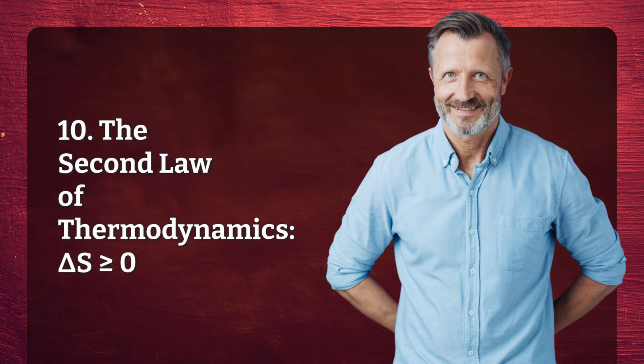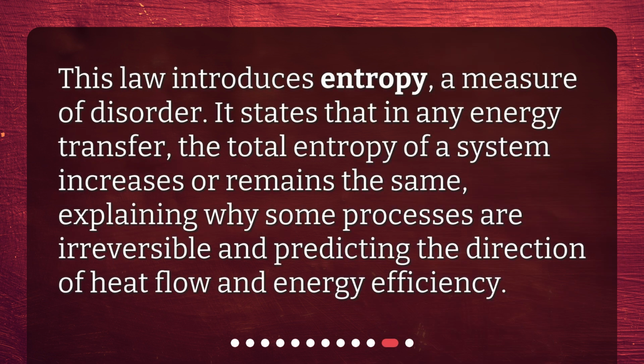10. The second law of thermodynamics: delta S is greater than or equal to 0. This law introduces entropy, a measure of disorder. It states that in any energy transfer, the total entropy of a system increases or remains the same, explaining why some processes are irreversible and predicting the direction of heat flow and energy efficiency.